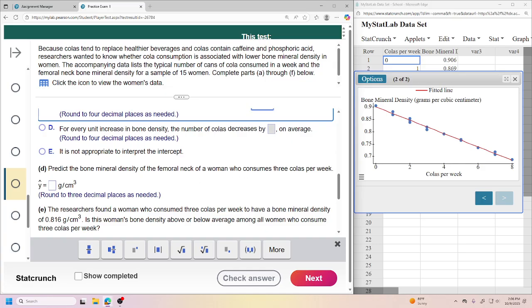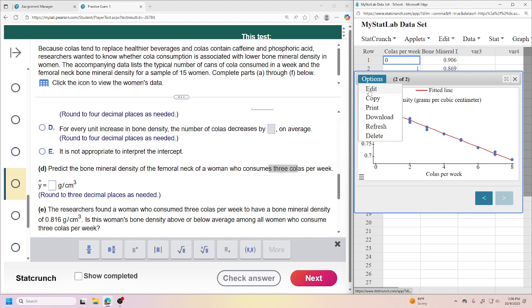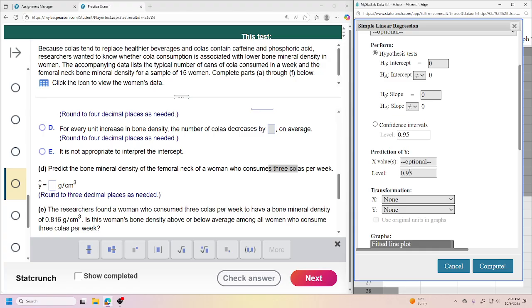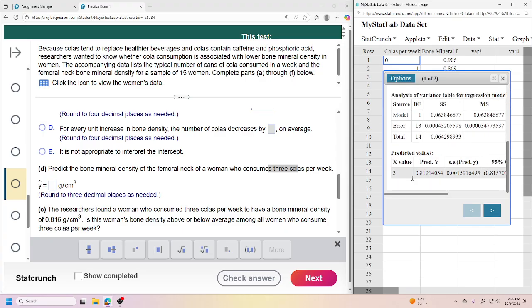It says predict what's going on if you did 3 colas. Okay, now time out for a second. There's 2 versions we can do this. We can go to StatCrunch, type it in. That's more of like an algebra pre-cal style. Like f of x and all that kind of stuff. That's fine. But StatCrunch will do this prediction stuff for you. If you go back, options, edit, they have right here prediction, and you just type in 3 because it says 3 colas. You type in 3, and it should give you the number at the very bottom right here. So that's the number I'm going to put there.